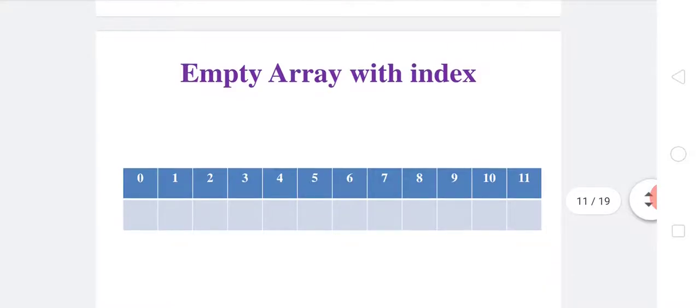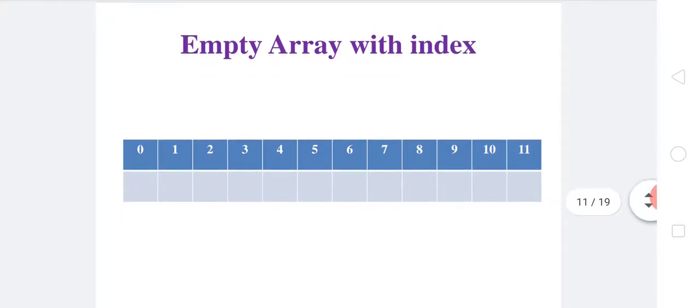First, see in the figure, we will take an empty array. The indexing starts from 0, 1, 2, 3 up to 11. Now here the array holds 12 memory locations. Initially the array is empty.